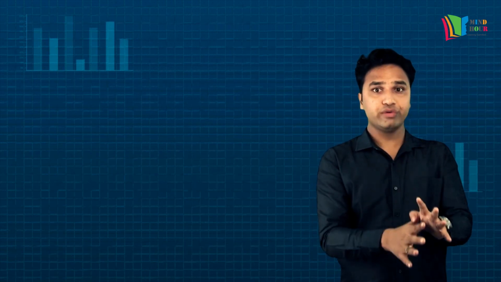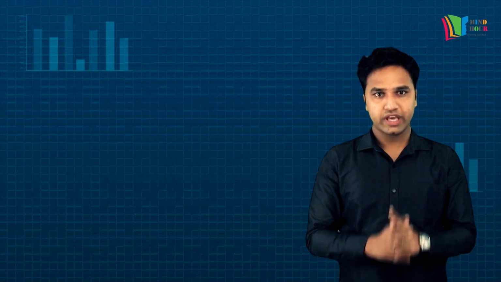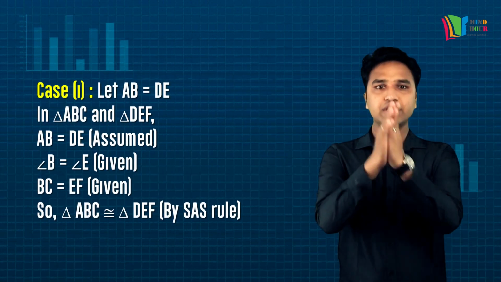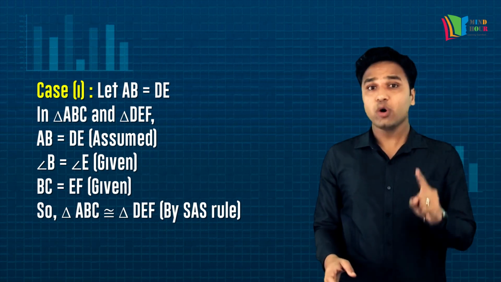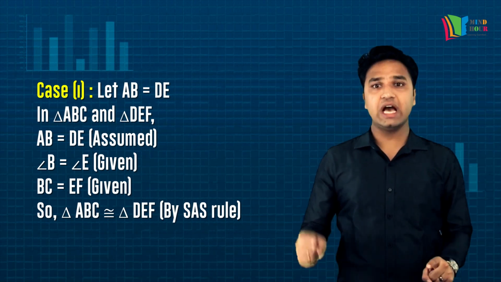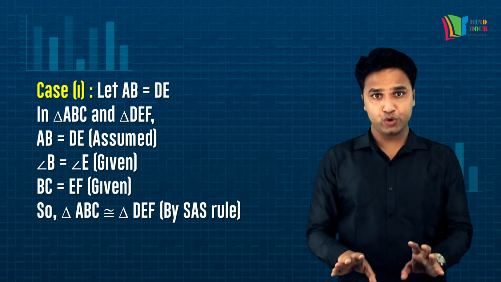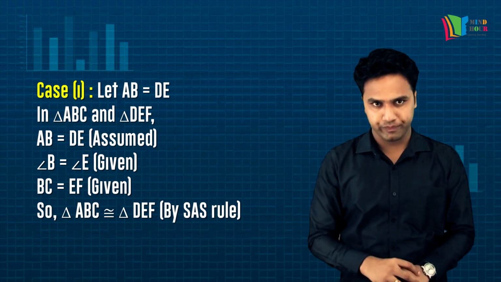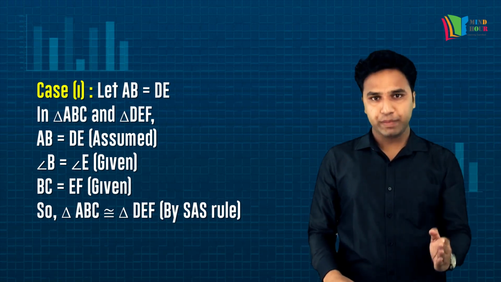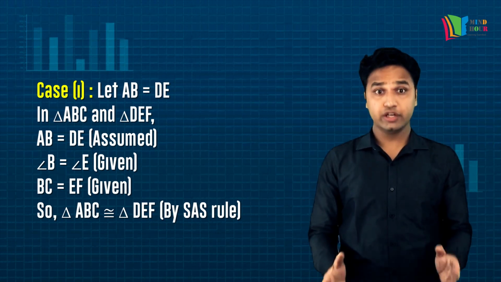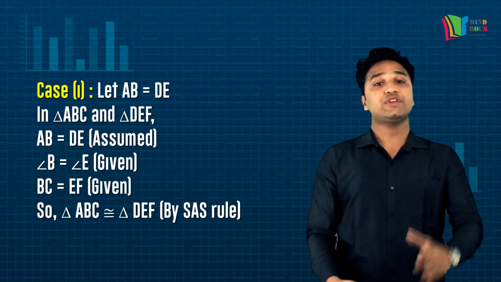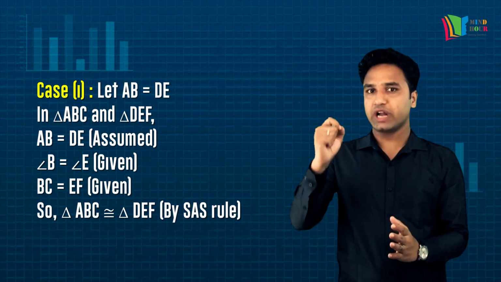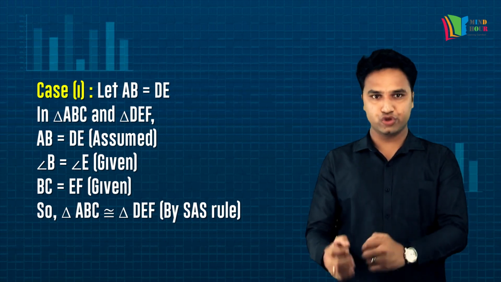For proving this congruence of the two triangles, three cases arise. Case 1. Let AB be equal to DE. Now what do we observe? We may observe that in triangle ABC and triangle DEF, we have assumed that AB is equal to DE. It is given that angle B is equal to angle E. It is also given that BC is equal to EF. So, triangle ABC is congruent to triangle DEF by SAS rule.